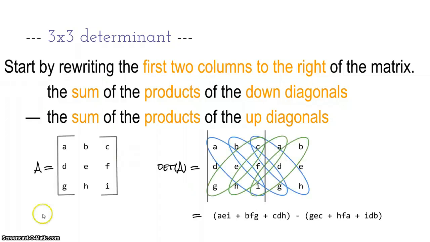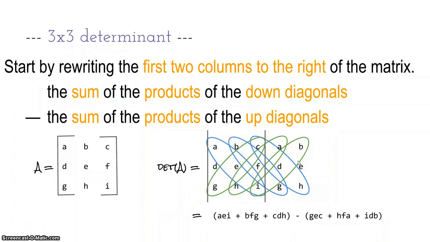Here's what it looks like. Here's matrix A, 3 by 3. A, B, C, D, E, F, G, H, I. Those are its entries. The determinant of A does the 3 down diagonals, A, E, I, B, F, G, and C, D, H. Minus the sum of the ups. And the ups are G, E, C, H, F, A, and I, D, B. Notice none of this is possible without writing the first two columns following the original matrix.